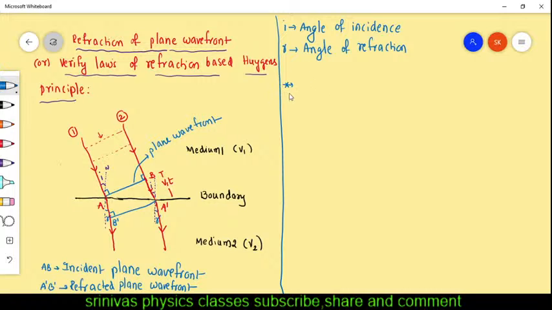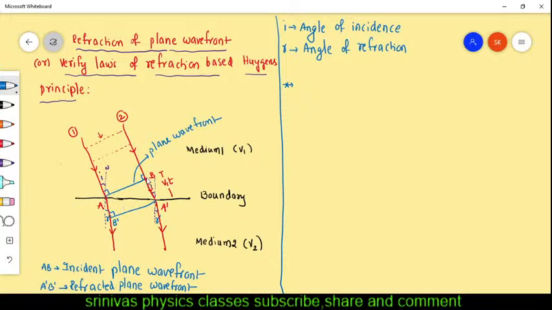When the second light ray, see the diagram very carefully, and I am going to explain one point. When the first light ray travels up to A, the second light ray travels up to B. When the first light ray is incident on the boundary, the second light ray is at B. Then the second light ray moves further forward from B to A dash. In that moment, the first light ray undergoes refraction and travels from A to B dash.